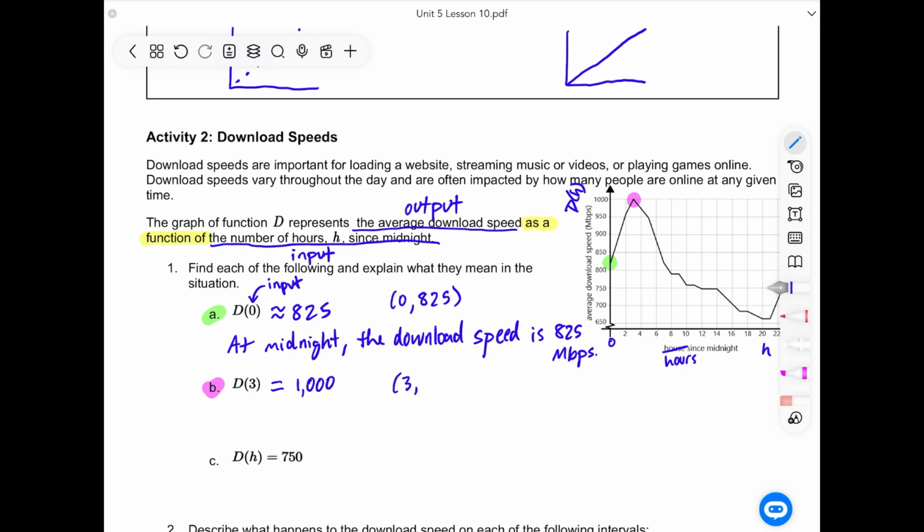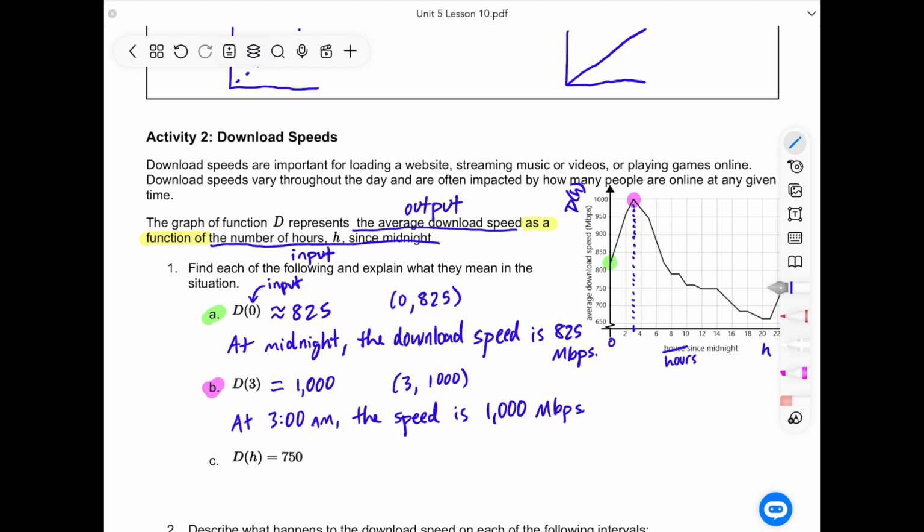Again, the point on the graph that I saw that was right here where x equals 3, looking straight up, got me to the point 3, 1,000. And the meaning of that would be 3 hours since midnight, or at 3 a.m. The download speed is about 1,000 megabytes per second.